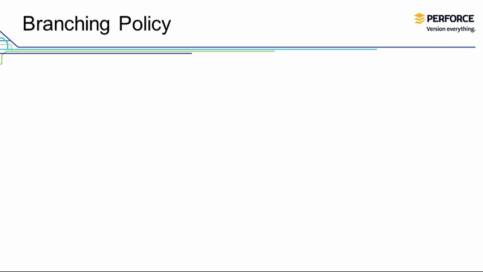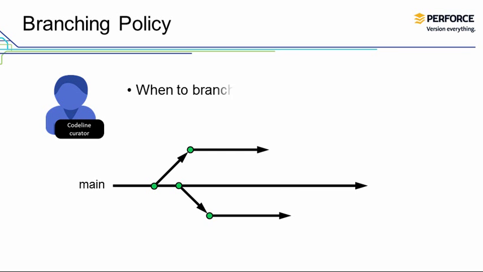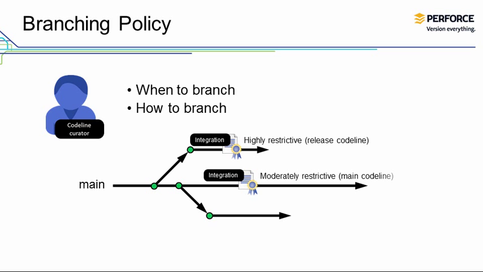In most code line lifecycle models, you create new code lines to support parallel development efforts. The code line curator is typically responsible for identifying when and how to branch a code line. When the policy relating to a subset of files in a branch diverges from the overall policy of the branch, it usually signifies the need for a new branch. For example, a release branch typically has a more restrictive integration policy than the main branch, while the integration policy in a development branch is typically less restrictive than the policy for the main branch.